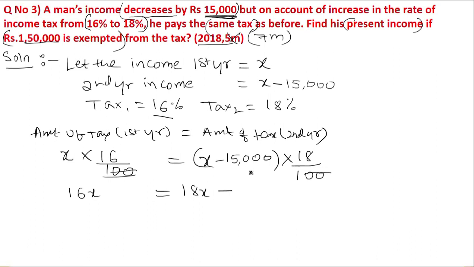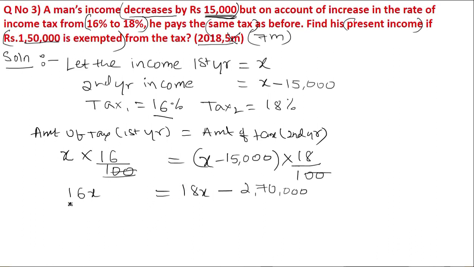18 into 15, how much will it come? 18 times 5 is 90, and 18 times 3 is 54, so 270. So 18 into 15,000 is 2,70,000. You can do it in the calculator.